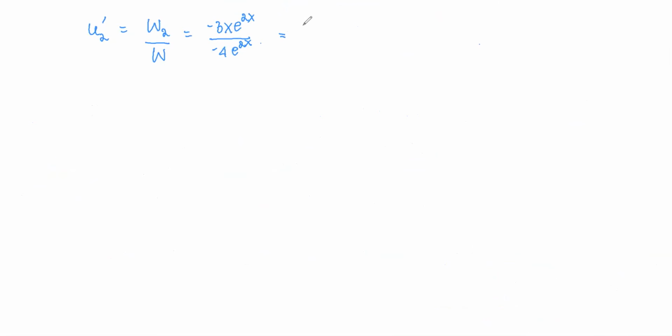The negatives cancel, and it becomes 3 over 4, and the e to the 2x cancels, how nice. So it's going to be 3 over 4 times x for u2 prime. That gives you u2 as the integral of 3 over 4 x dx, which is x squared over 2, becoming 3 over 8 x squared. We get both u1 and u2.